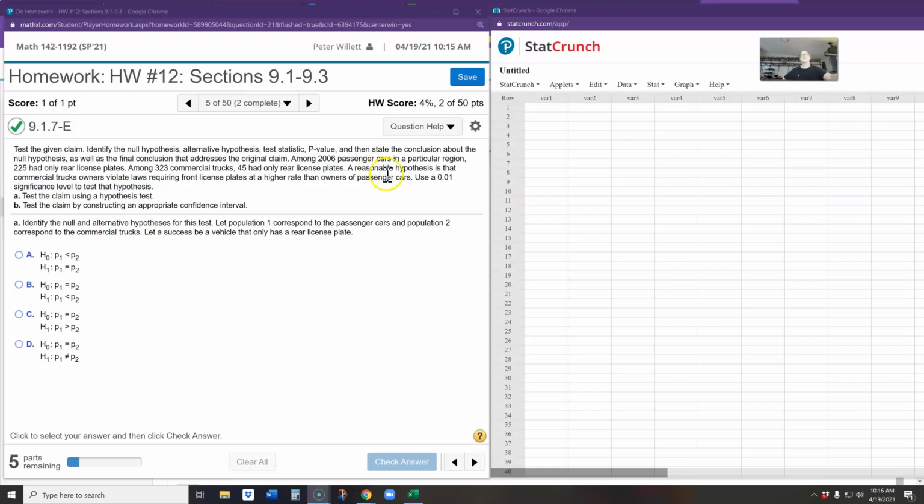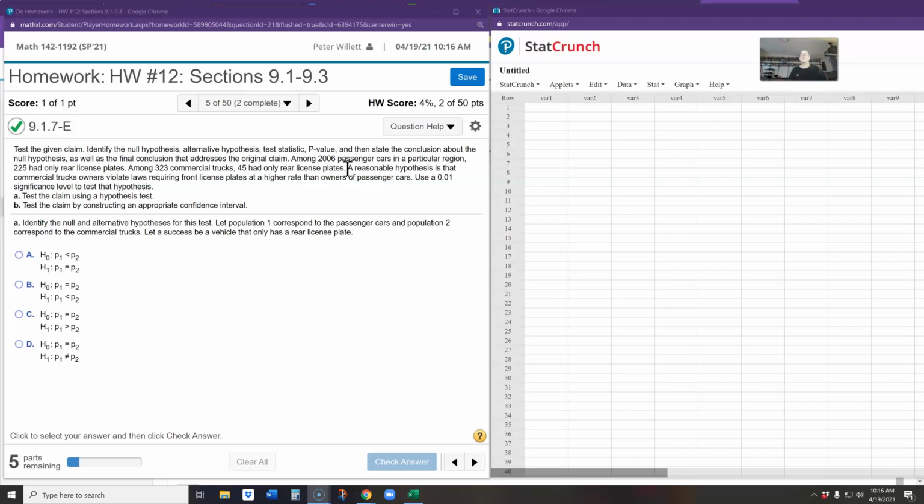Among 2,006 passenger cars in a particular region, 225 had only rear license plates. Among 323 commercial trucks, 45 had only rear license plates. So their two populations are passenger cars and commercial trucks. So commercial trucks and passenger cars are the two populations.